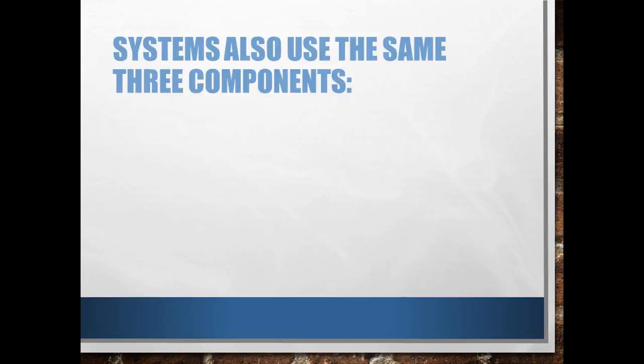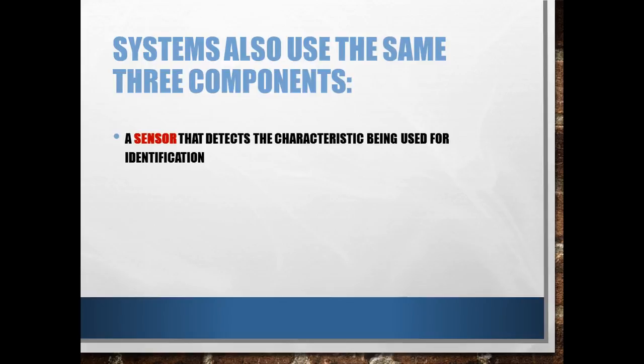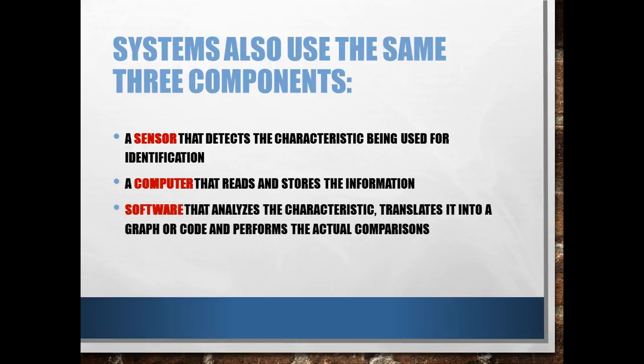The system also uses three components: a sensor that detects the characteristics being used for identification, a computer that reads and stores the information, and software that analyzes the characteristics, translates them into a graph or code, and performs the actual comparison.